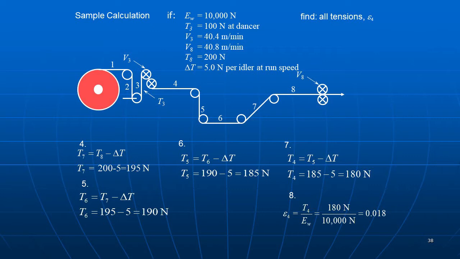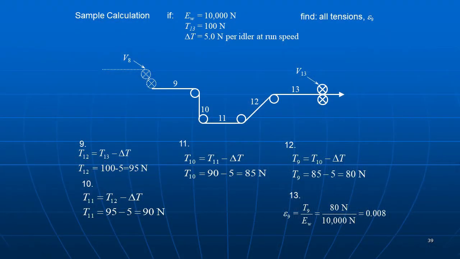And then we've got 190 in 6, we've got 185 in 5, and we've got 180 newtons of tension in 4. And if we wanted to, we could calculate the strain at that 180 newtons of tension. If we look at the next spans, 9 through 13, we've still got the same 100 newtons in 13. That doesn't change.